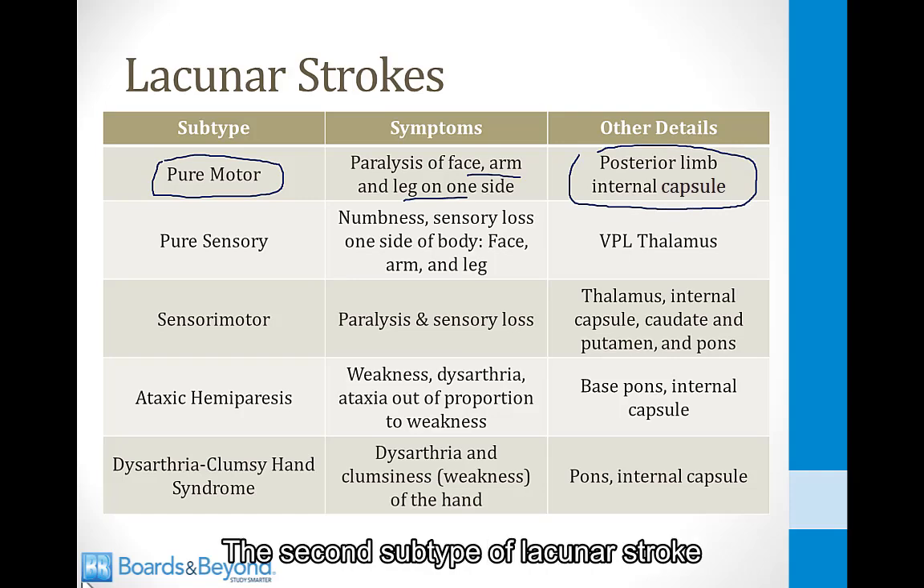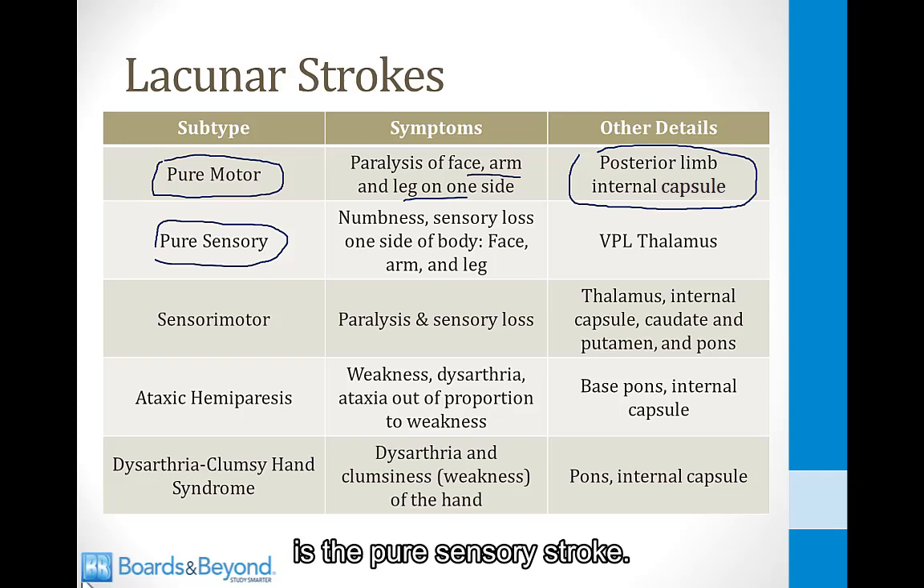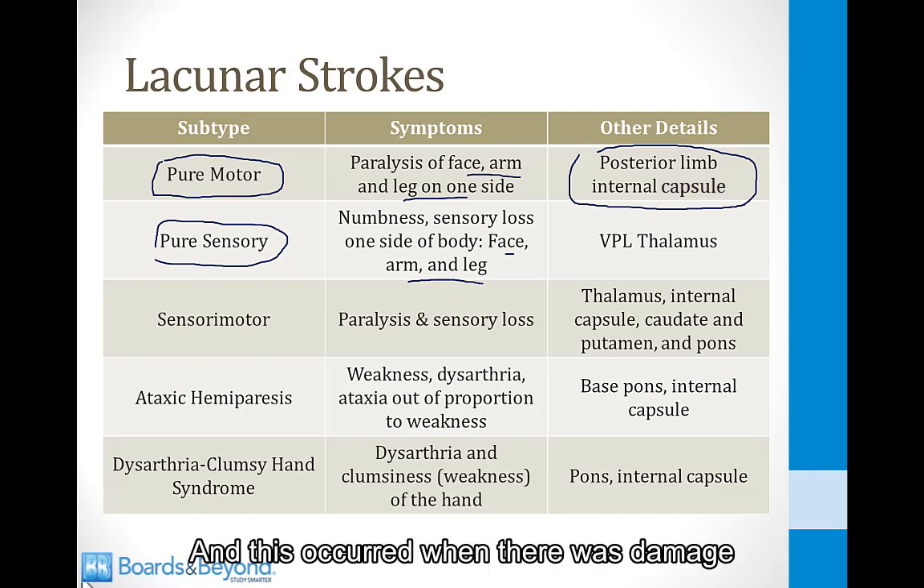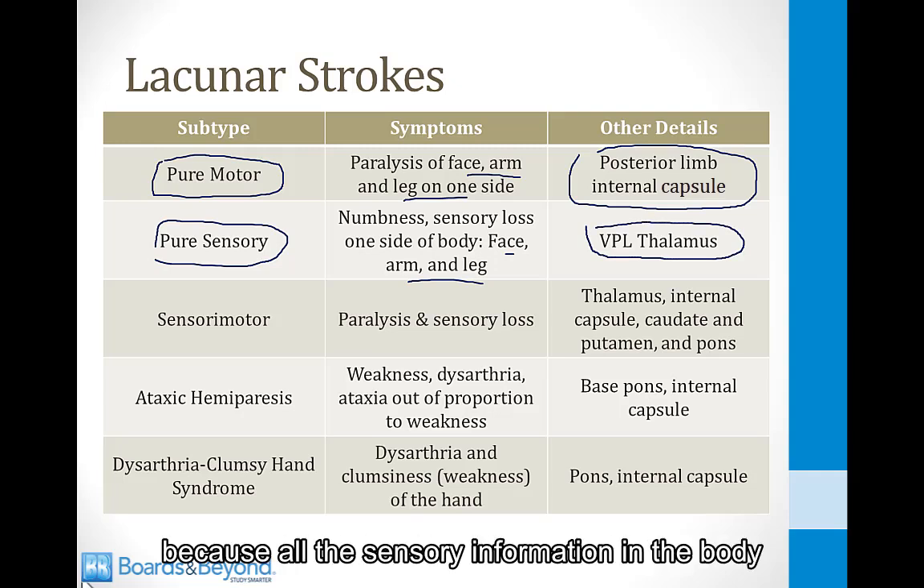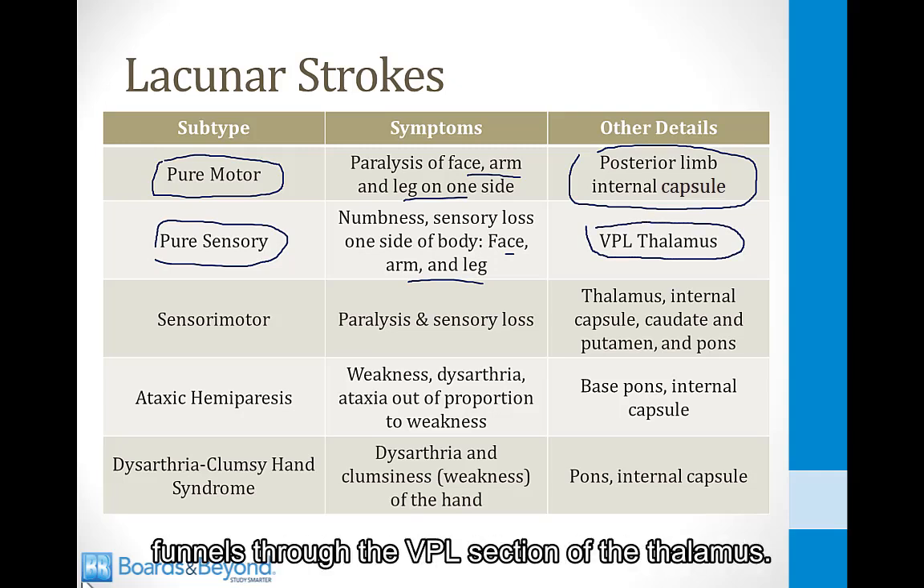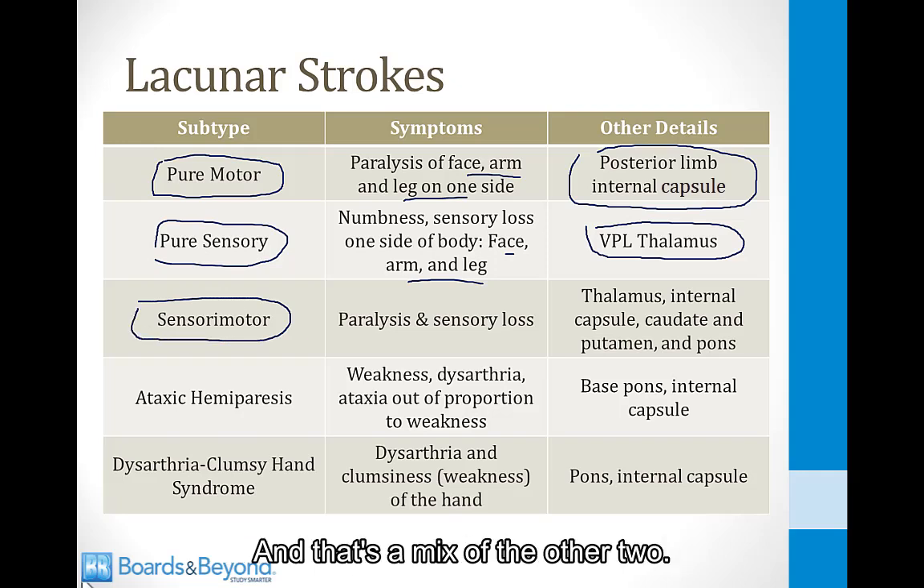The second subtype of lacunar stroke is the pure sensory stroke. These patients have numbness and sensory loss on one side of the body in the face, arms, and legs. This occurs when there's damage to the VPL portion of the thalamus. That should make sense to you because all the sensory information in the body funnels through the VPL section of the thalamus. The next type is called sensory motor, and that's a mix of the other two.